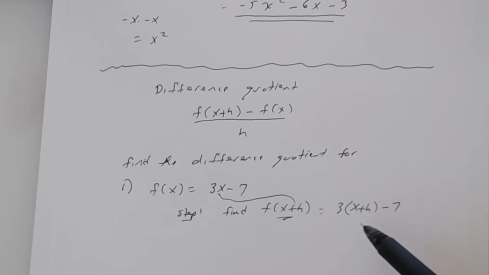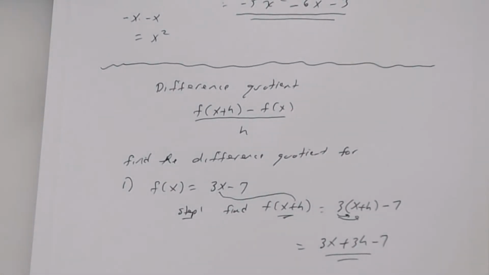But here, am I squaring a binomial at all? No. So what's the next step? One more step and you're done. Distribute. So what's the answer? 3x plus 3h minus 7. You can't combine any like terms, so that's your answer.